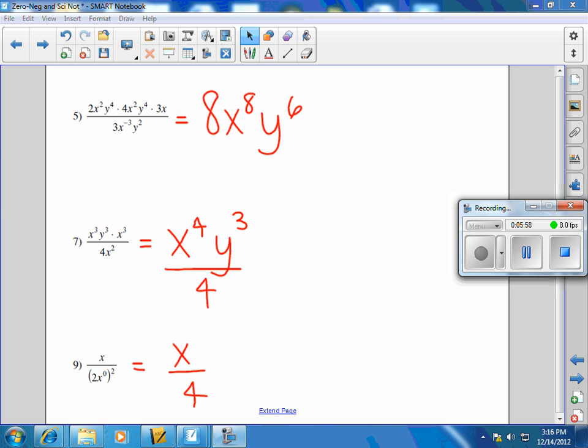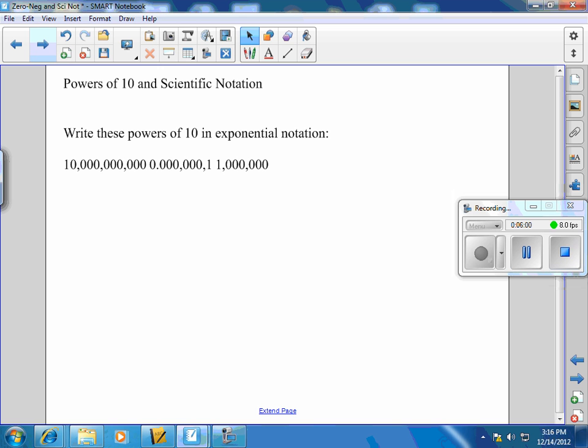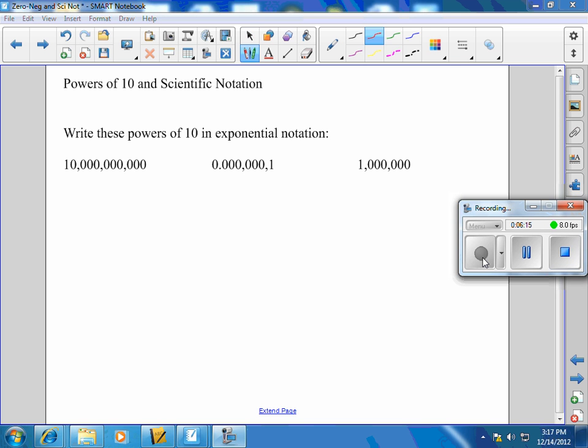Alright, so we're finally done with all of our exponents. We now need to talk about powers of 10 and scientific notation. So before we can start talking about scientific notation, we need to understand powers of 10. So powers of 10 mean that I need to write these numbers as 10 to some number up here.